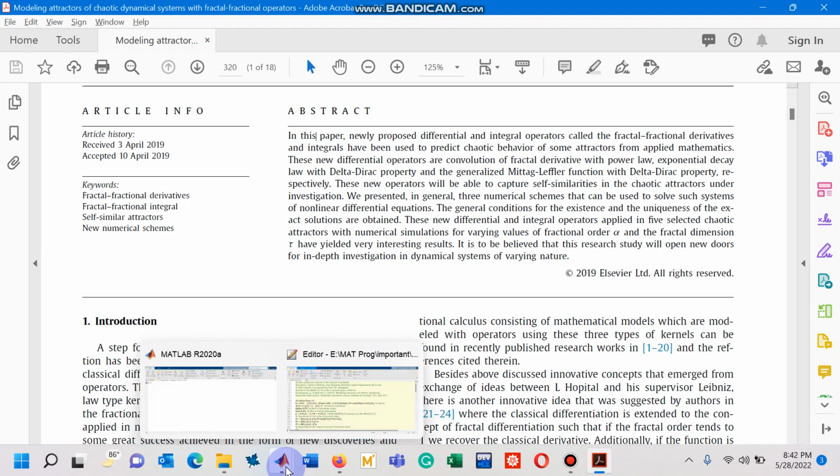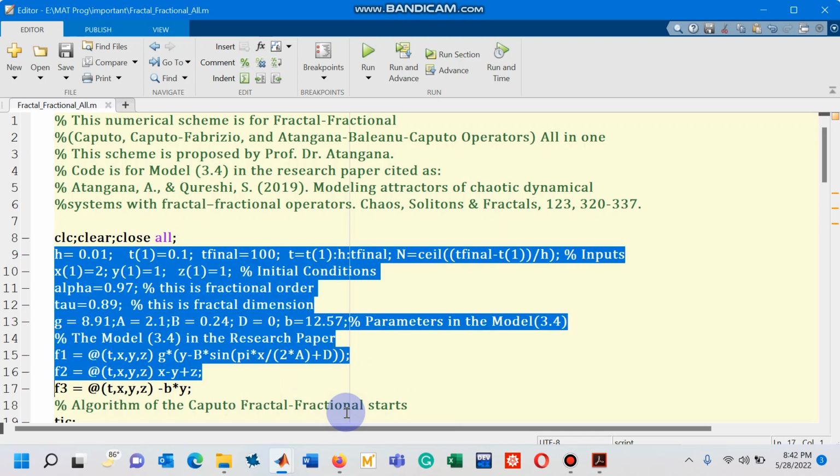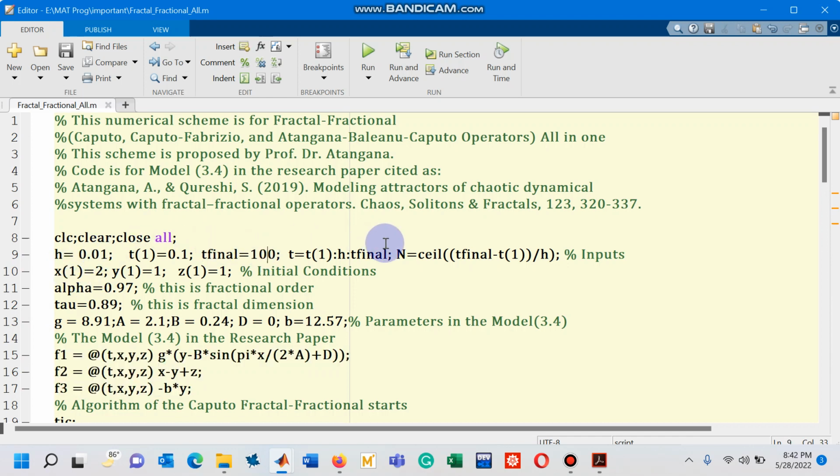So let's go to MATLAB, and here you can see that from line number 9 till 17, this is the required data for the dynamical system I have chosen. The system is a system of three differential equations, which are mentioned as F1, F2, and F3. And then you can see some initial conditions, step size, integration interval, number of iterations required, and the value of fractional order and the value for the fractal dimension. These are the things which I have already explained in my previous lectures. Let me run this code before I explain a few other things.